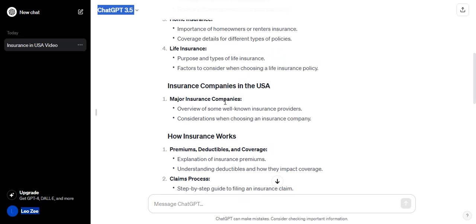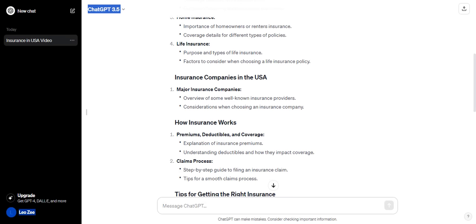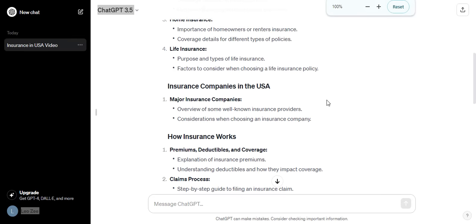Insurance companies in the USA. A major insurance company overview of some well-known insurance providers. Considerations when choosing an insurance company.